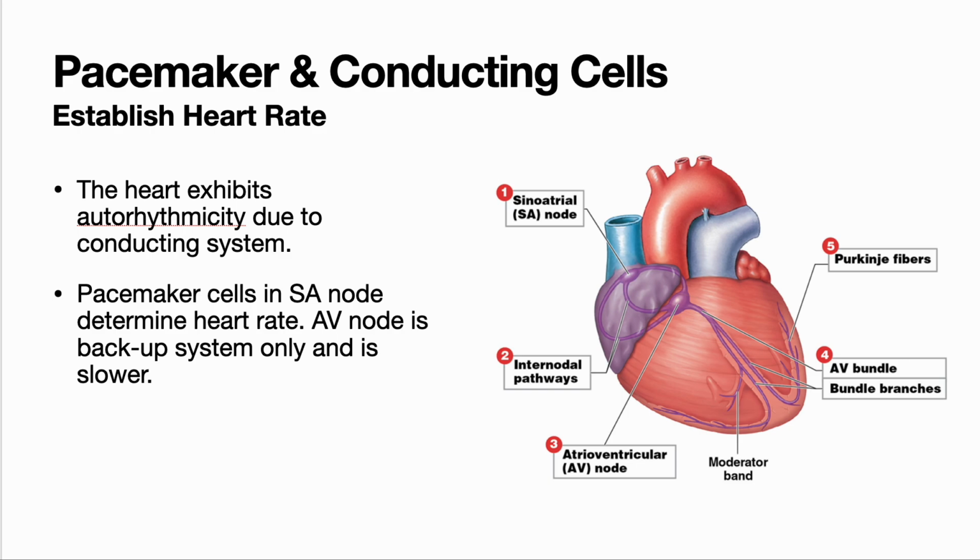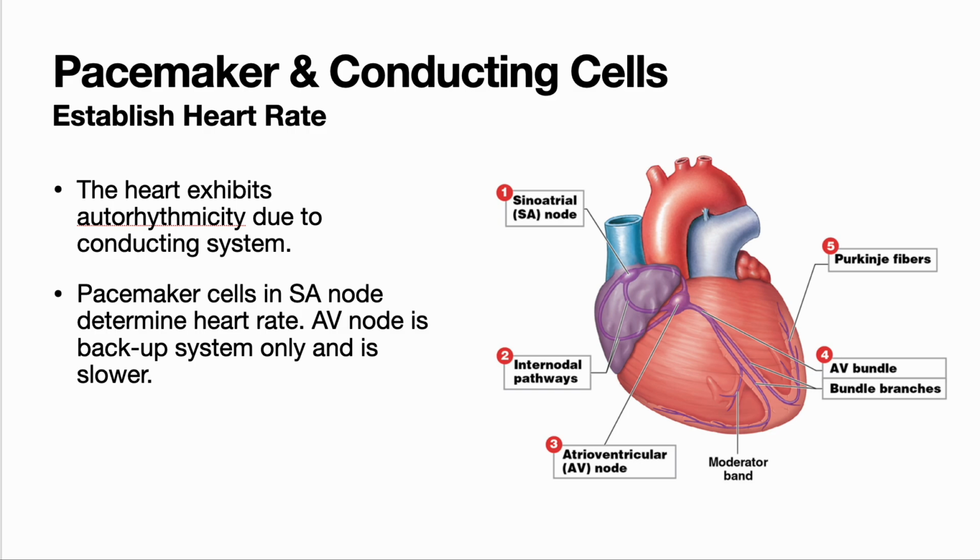The AV node is also autorhythmic, so while it responds to the SA node, it also is capable of maintaining its own rhythm. Although the AV node is a little slower and a little weaker than the SA node, so it can't be a full-on replacement for the SA node, but it can be as a backup system, if you will, for at least a short period of time to keep the heart going.